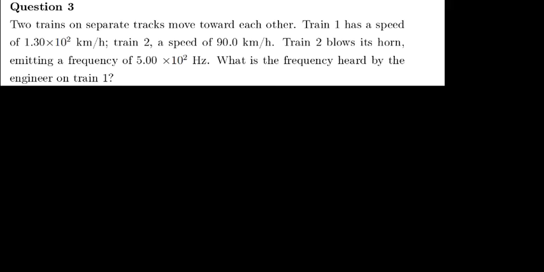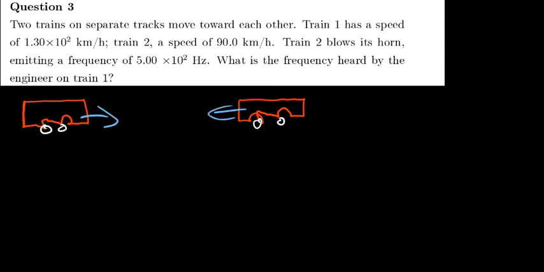So I'm going to put train 1 here, and I'll have train 2 here. So I have two trains. They are saying that these two are moving toward each other, this one moving in that direction, and that one moving in that direction. So this is train 1, and that's train 2.